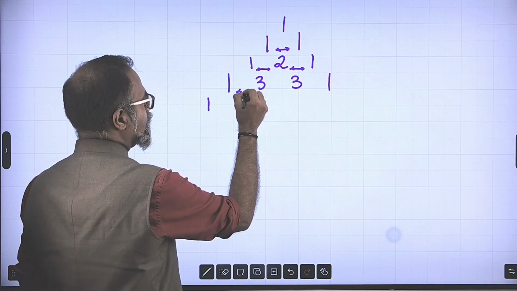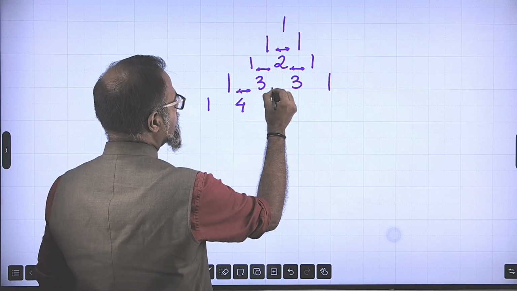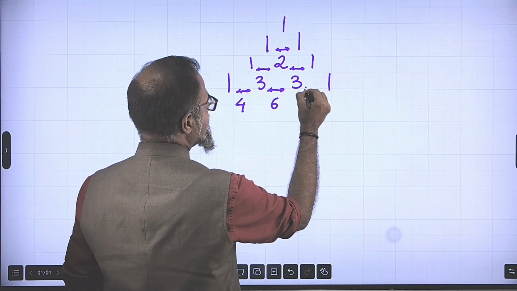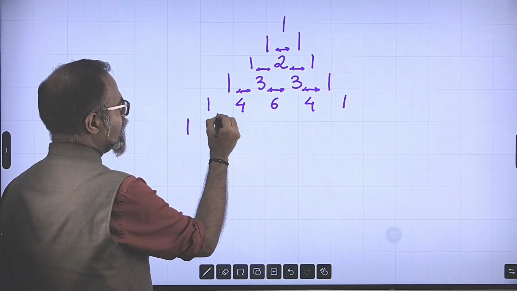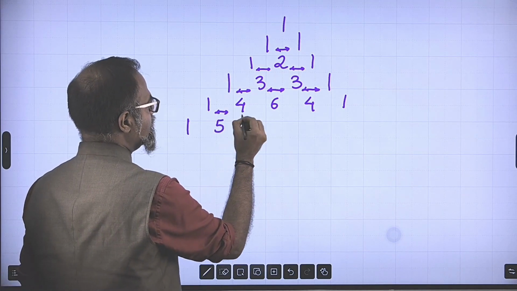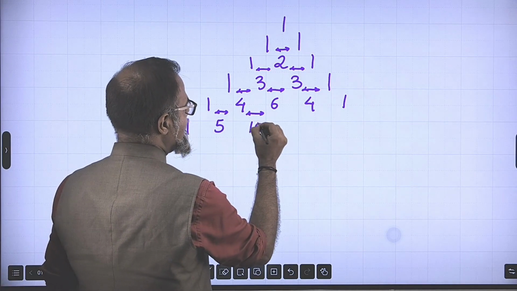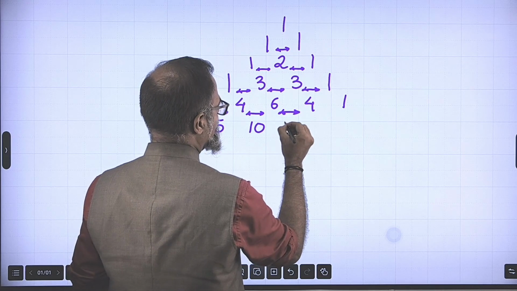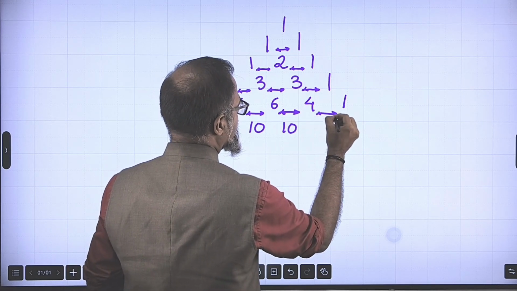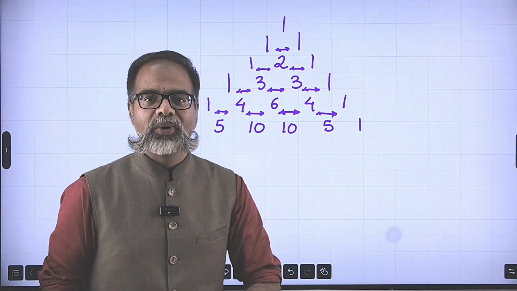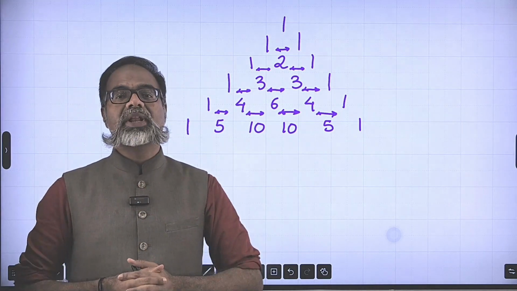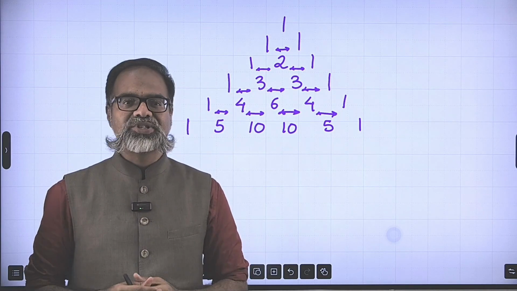1, 1 plus 3 is 4, 3 plus 3 is 6, 3 plus 1 is 4, and 1. 1, 1 plus 4 is 5, 4 plus 6 is 10, 6 plus 4 is 10, 4 plus 1 is 5, and 1. And I can keep on continuing. Now this arrangement of numbers is known as the Pascal's triangle.